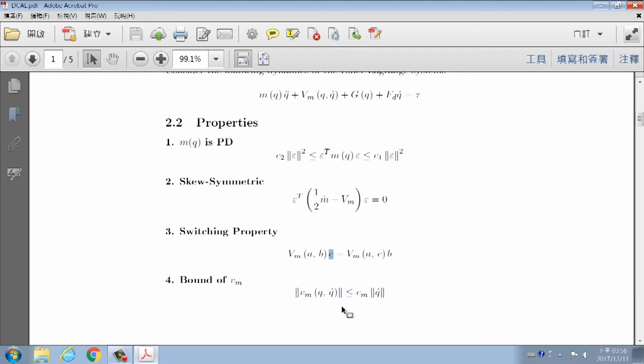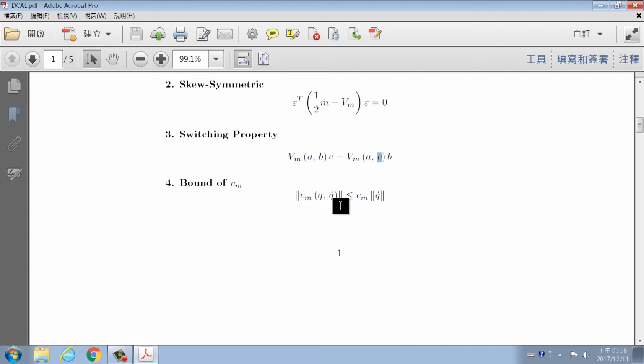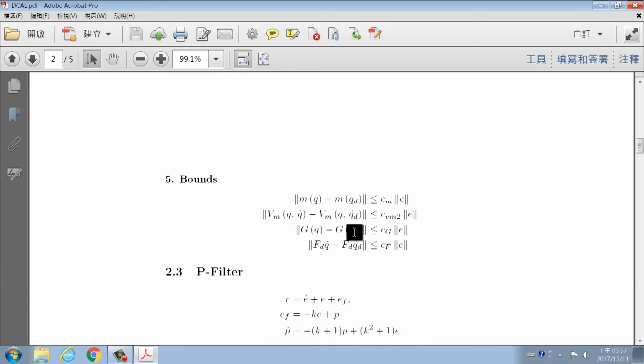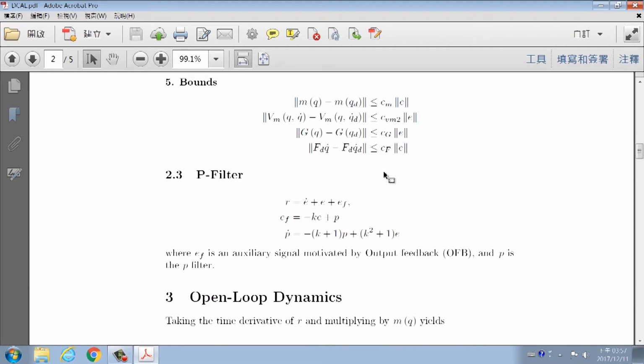Swap, exchange. You can swap the positions of C and B, putting C inside and B outside. Only the second variable in Vm. And Vm has some bound. Vm can be upper bounded by some constant times the q dot norm. Again, the second variable: it can be bounded by some constant times the norm of the second variable. And here are some bounds.